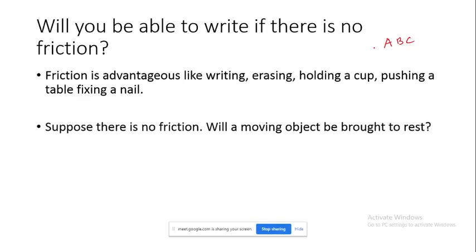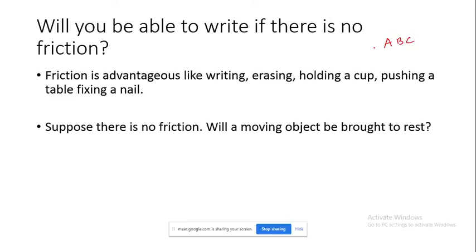Now, let's see. Suppose there is no friction. What will happen to a moving object? Ma'am, it won't stop. It won't stop. Now, is that okay? Sirishma is saying it is not stopping. So let me ask Sudhir, what will happen to the moving object if there is no friction? Okay, he left. What happened?